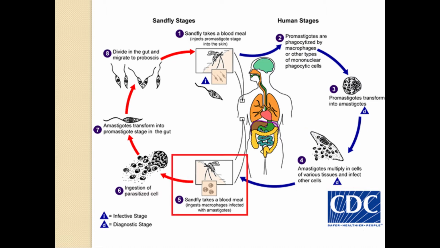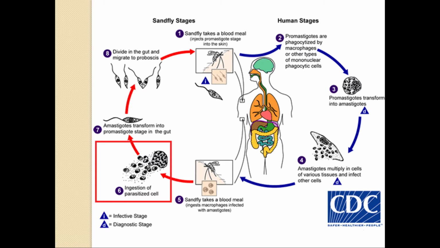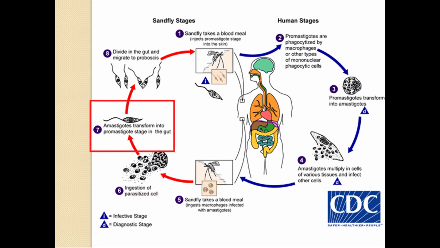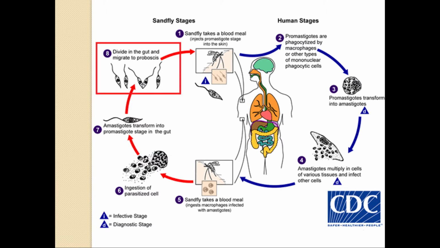Another sandfly will take blood and will take with it the amastigotes. Here, ingestion of parasitized cells. The amastigote will transform into promastigote. As you can see here, this is the flagellum, and they divide in the gut and migrate to the pharynx of the sandfly, ready for a new cycle.